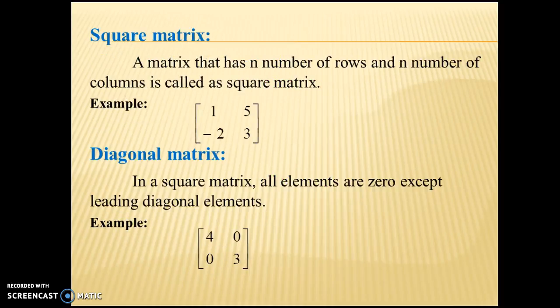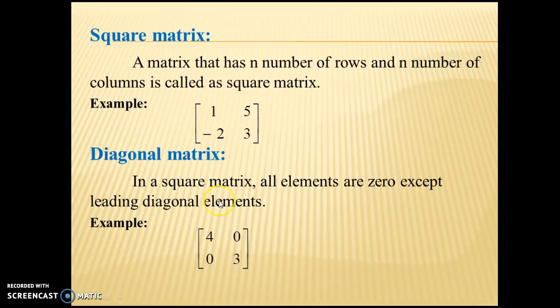Square matrix. A matrix that has n number of rows and n number of columns is called a square matrix. A square matrix is nothing but the number of rows and the number of columns are equal. Here, this is an example of a square matrix. It is a 2 cross 2 matrix.